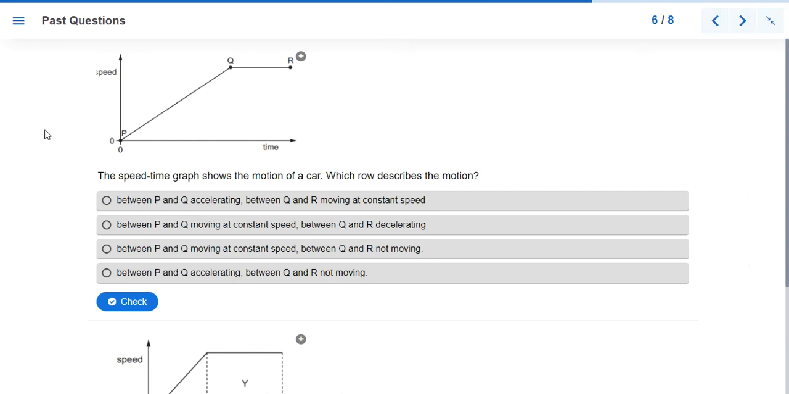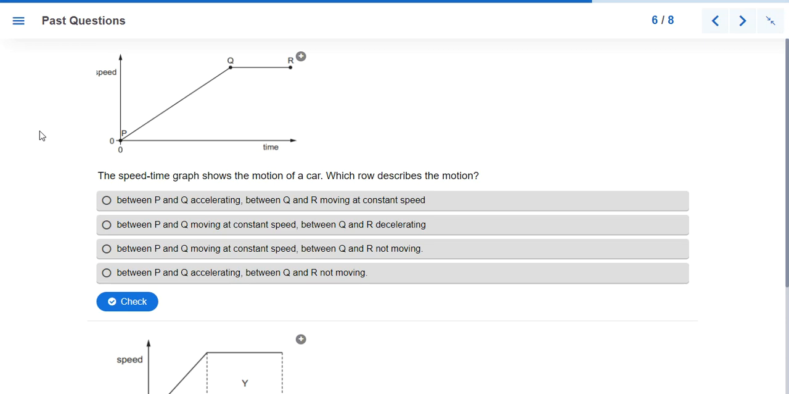So let's treat these past questions and see how far we can move. The speed-time graph shows the motion of a car. Which option describes the motion? Let's take the options one after the other. Between P and Q, we have acceleration. Between Q and R, moving at constant speed. Can that be? Between P and Q, moving at constant speed? No, that's acceleration. Between Q and R, decelerating? Nope. Between P and Q, moving at constant speed? Can that be? No, it's accelerating.